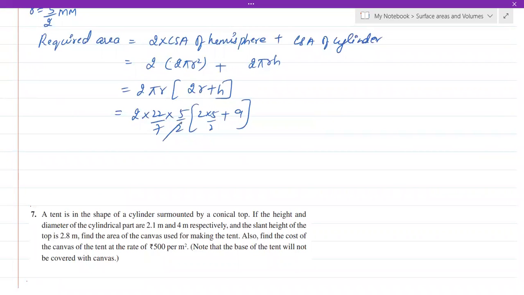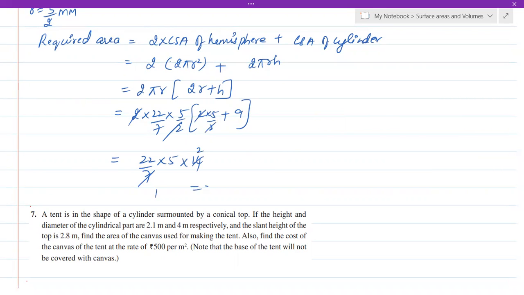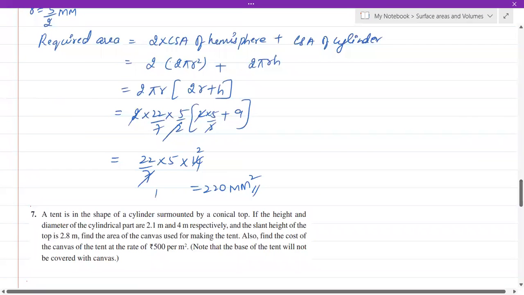So this 2 and this 2 get cancelled. 22 by 7 into 5, this 2 and this 2 get cancelled. 5 plus 9 is 14. So 7 twos are 14, and 5 twos are 10. 10 into 22 is 220. Therefore, it becomes 220 millimeter square. That's the required area.